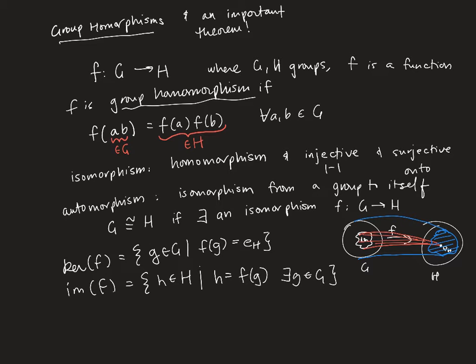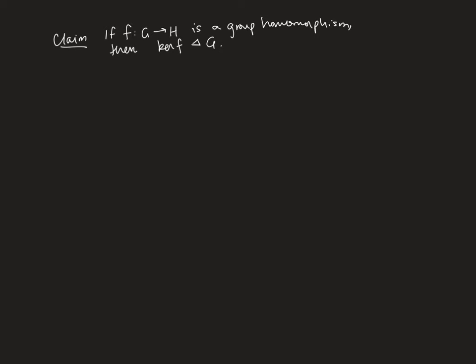And we've proved some stuff about this. Like, we know that the identity in G gets mapped to the identity in H by a group homomorphism. So H has as a subgroup the image of f, and G has as a subgroup the kernel of f. And one of the things that we'll show is that the kernel is actually a normal subgroup. So let's prove this claim that if f from G to H is a group homomorphism, then the kernel of f is a normal subgroup of G.